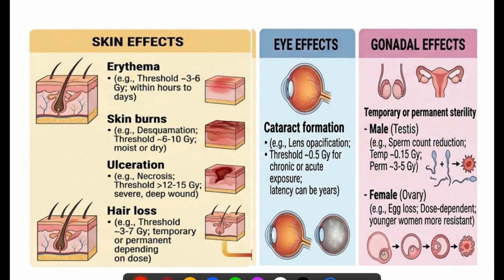Radiation exposure can cause skin effects like erythema, skin burns, ulceration, and hair loss. If a particular organ is exposed, like the eye, it can lead to cataract formation. If the gonads are exposed, it may lead to temporary or permanent sterility. There is a sperm count reduction. In females, there is loss of eggs.